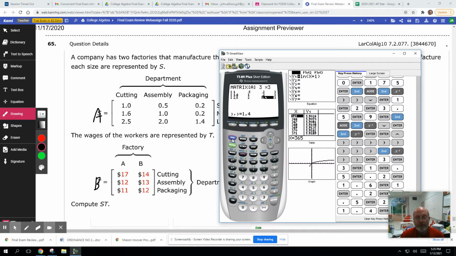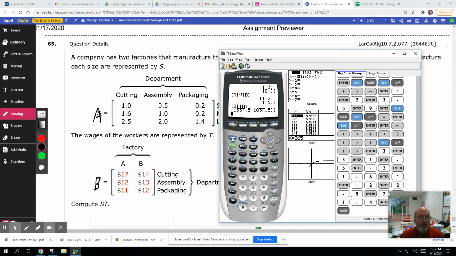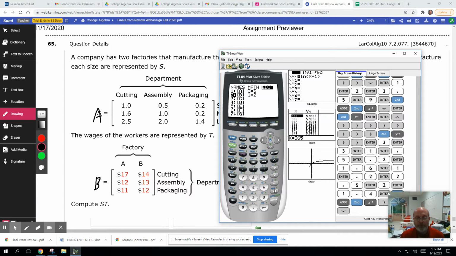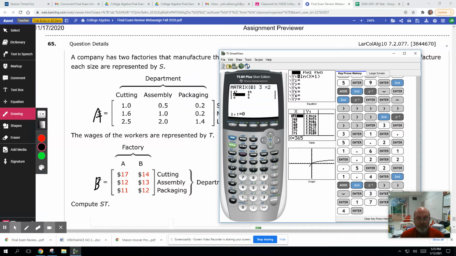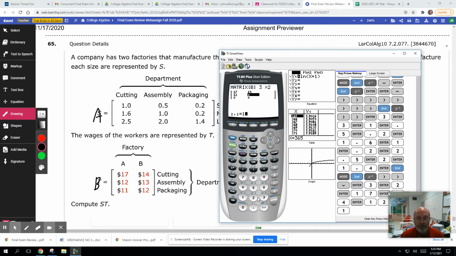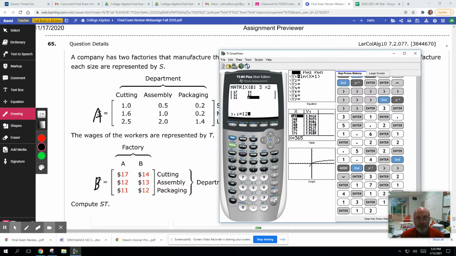Now we're going to get out of this with second mode. We're going to go edit matrix B, second matrix, edit, scroll down to B. We have a 3 by 2 matrix this time. We're going to load that matrix: 17, 14, 12, 13, 11, and 12.